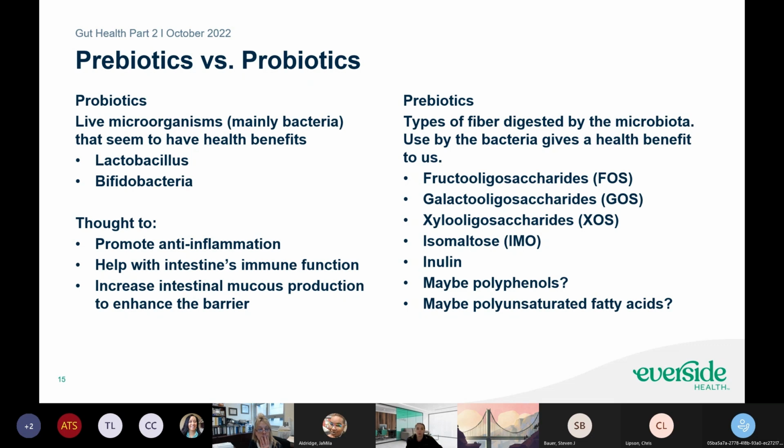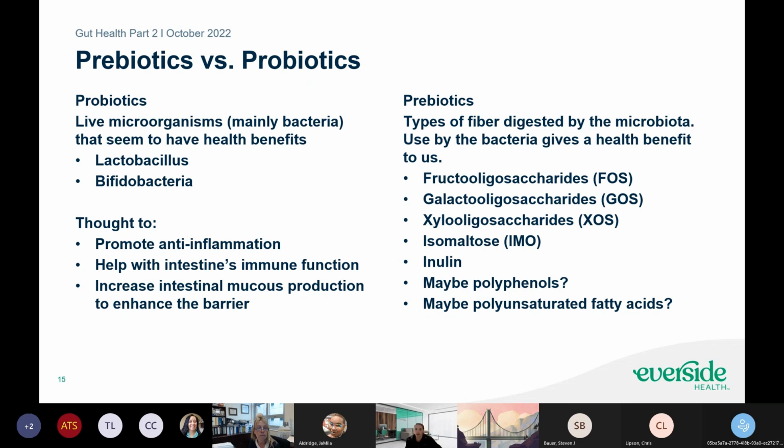When you eat probiotics, it adds more good bacteria to that microbiome. It's thought to help promote anti-inflammation, help with the intestine's immune function, and help with that mucus barrier, which you'll see in a little bit here. But prebiotics are basically the food for that bacteria. A lot of these are fiber, and we're going to talk about a lot of them later, specifically with IBS.